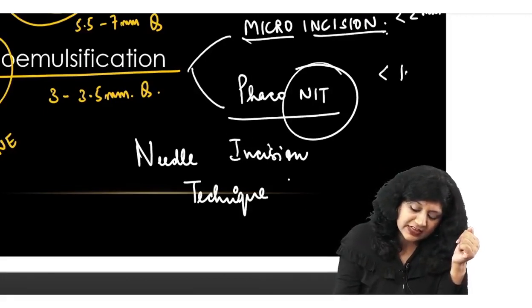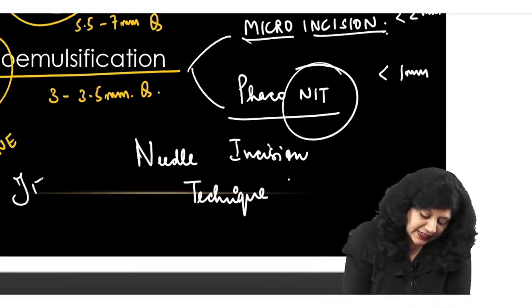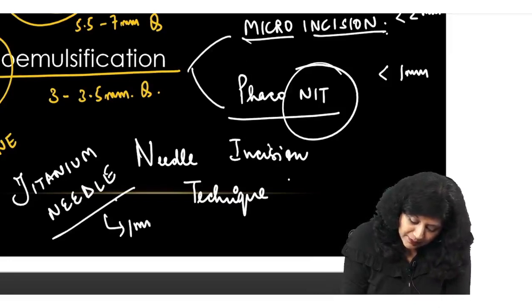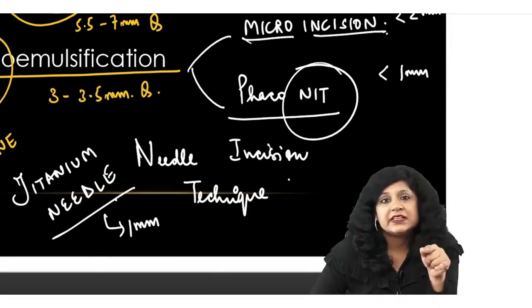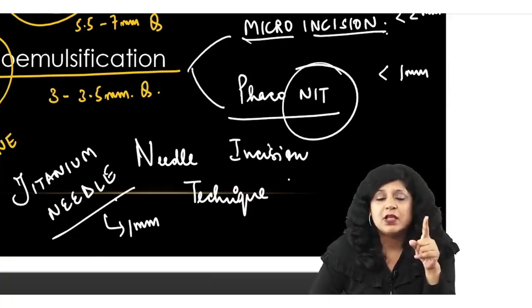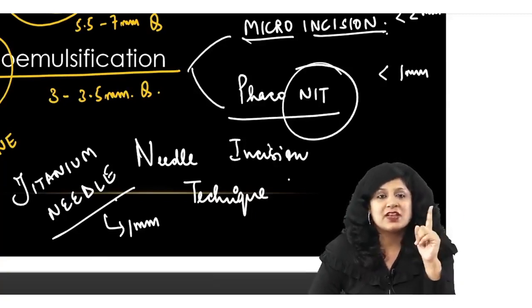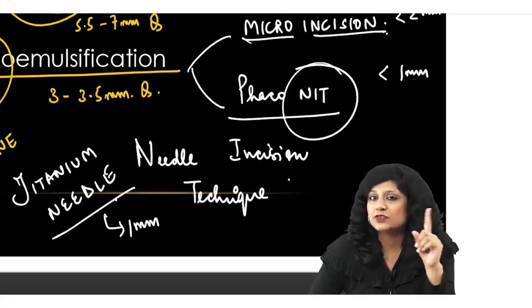This is using even less than 1 mm, because the phaco machine has a titanium needle. With the help of that titanium needle, whose diameter is 1 mm, I can do this needle incision technique. I can take only the needle inside and I can do the cataract surgery even by 1 mm. So, 1 mm, 2 mm and 3 mm are phaco, then 5.5 to 7 is your SICS, and 7 to 8 is your ECCE, and 10 to 12 is your ICCE.